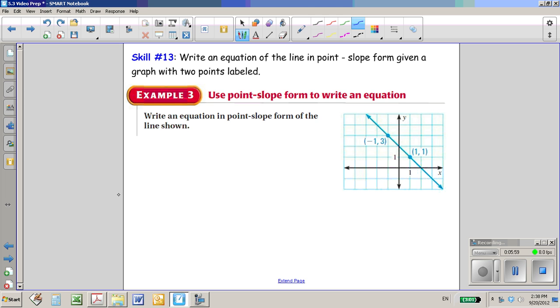Okay, so now we're going to move on to the next skill. We're going to go back to writing an equation of the line in point slope form, but now we're going to be given a graph with 2 points labeled. So it's a little different from the first example.